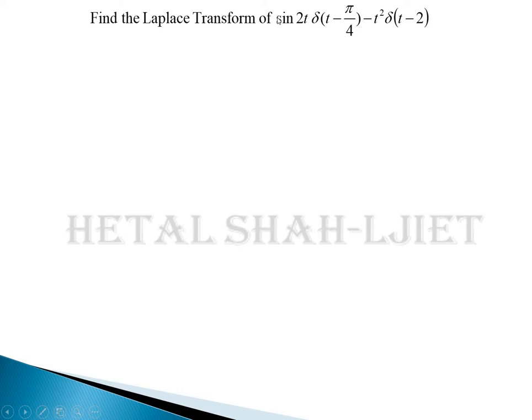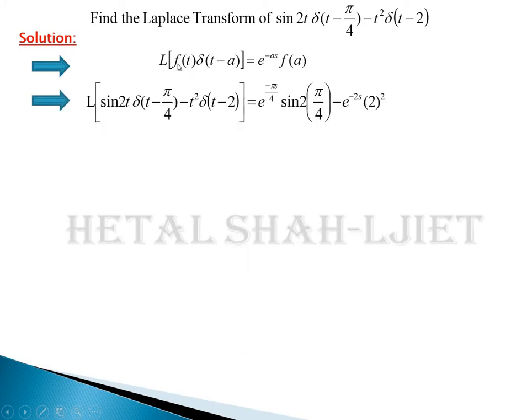Find the Laplace transform of sine 2t delta(t minus pi by 4) minus t square delta(t minus 2). Students, here you have been given two Dirac delta functions. There is one example, but in this one example there are two Dirac delta functions. We recognize them by this symbol delta. Okay, so let's start with the example. So this is our formula.